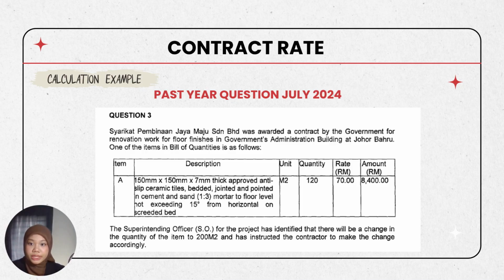So I will explain how the calculation will be made under the contract rate. I chose the past year question in July 2024. So let's look at the question first.